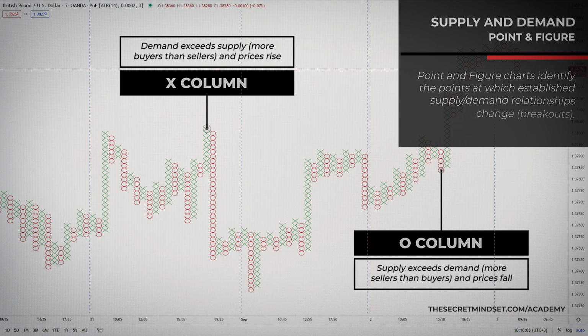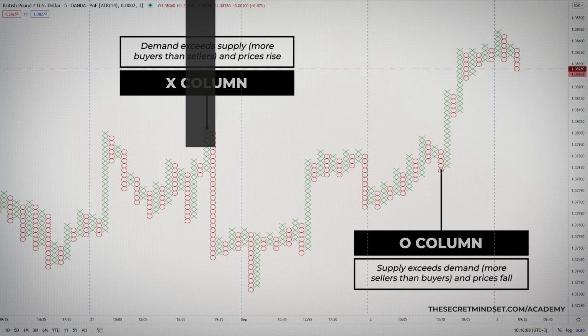The objective of a point and figure chart is to identify the points at which established supply and demand relationships change. These are known as breakouts. These changes will very probably lead to a future significant move in price.